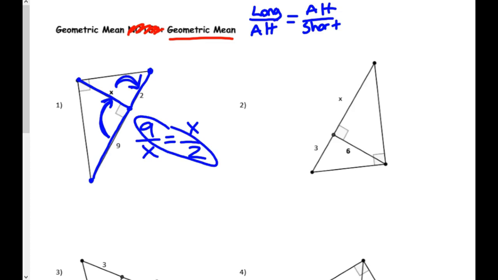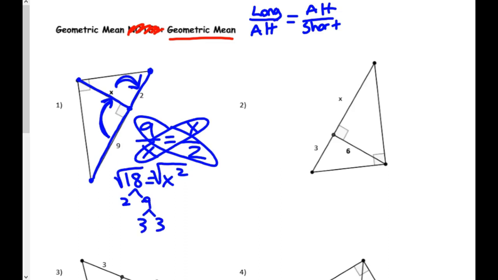Cross multiply. 9 times 2 is 18, equals x times x, which is x squared. Square root both sides. 18 is 2 times 9, and 9 is 3 times 3. Pair of 3, loner 2. That means 3 square root of 2.